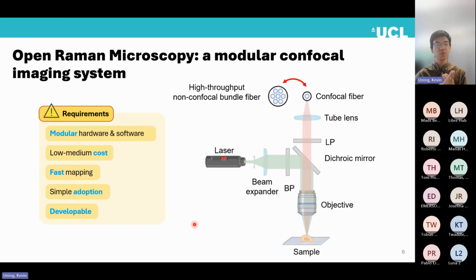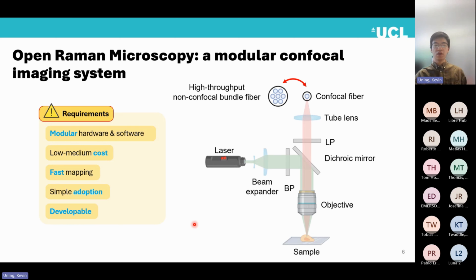The first one is that it has to be modular in terms of both hardware and software, naturally. Second of all, it has to have a range of cost to fulfill different price points. Third, it has to have a fast mapping, so that it's actually usable. Fourth, it has to be easily adaptable into any lab space and any data processing or data acquisition pipeline. And finally, it has to be developable into the future in terms of hardware and software as well.